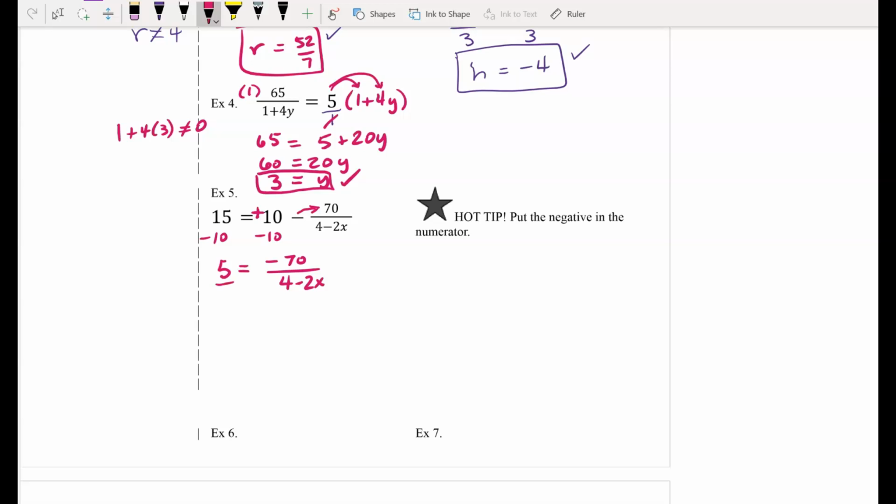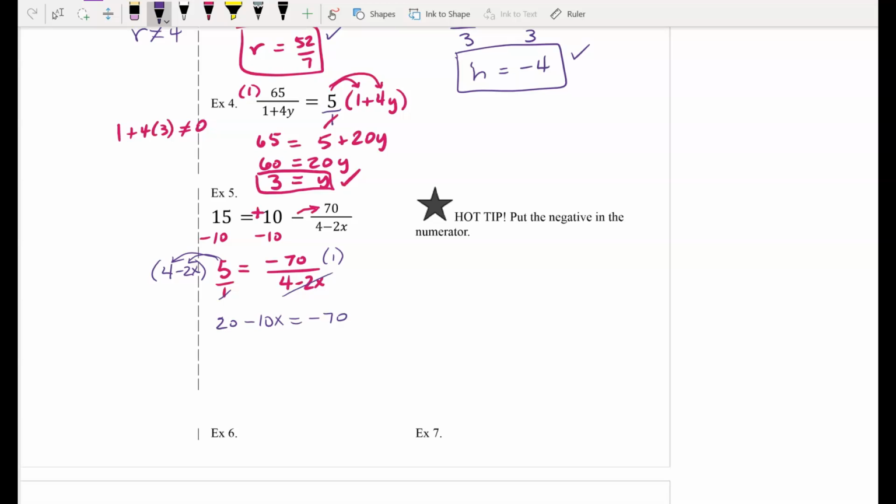Now remember to think of that 5 as 5 over 1, and then we can get rid of the 1 by multiplying the other numerator by 1. We can get rid of the 4 minus 2x in this denominator by multiplying this numerator by 4 minus 2x. Get rid of the grouping by distributing the 5, so 5 times 4 is 20, and 5 times negative 2x is negative 10x. And negative 70 times 1 is negative 70.